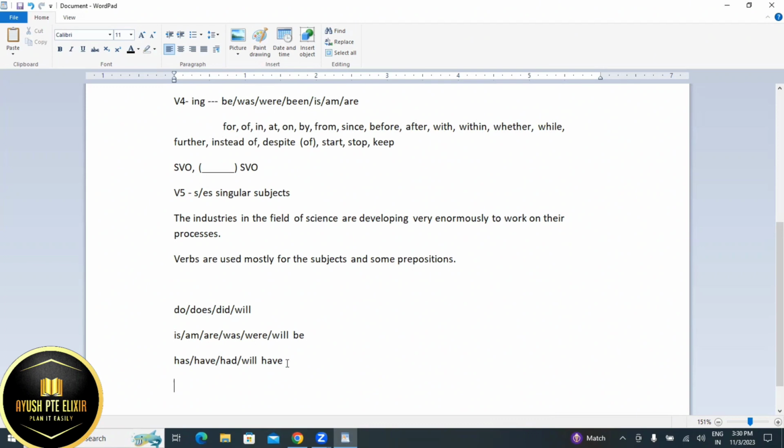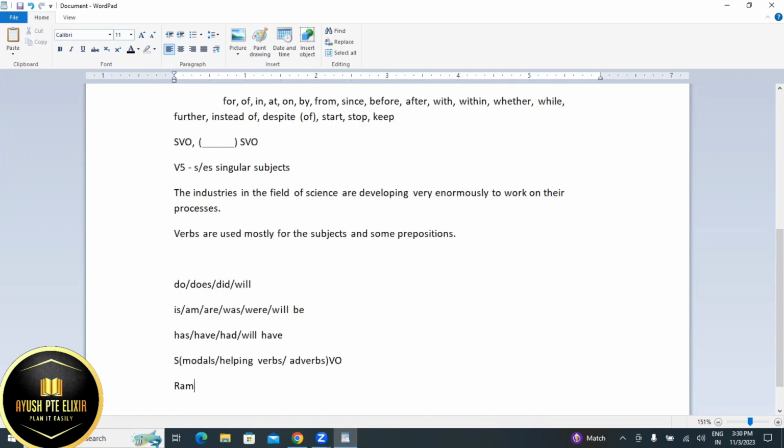And after that, there is another formula that you can be using, it's SVO. If you get anything in between subject and verb, there can be only three things. The very first one is your modals. The second one could be helping verbs, and the third one should be adverbs. Mostly the adverbs come, like if I talk about Ram is playing cricket, so over here it's a kind of helping verb.